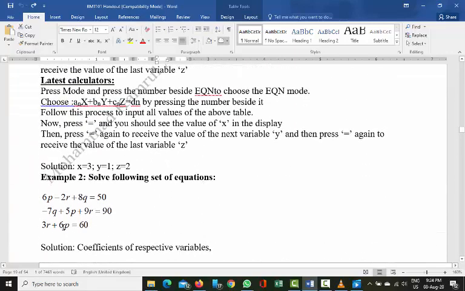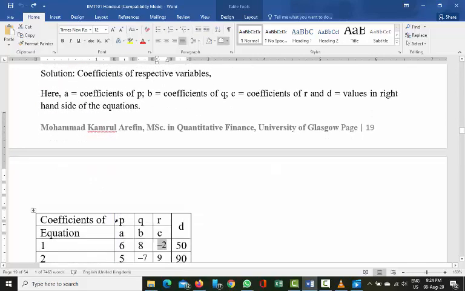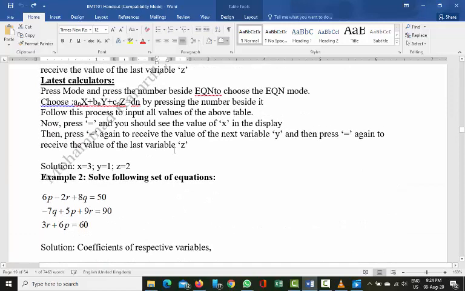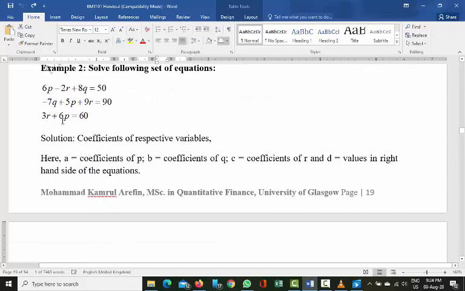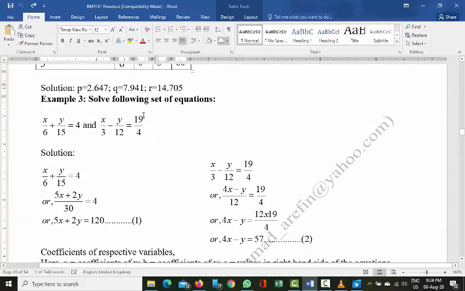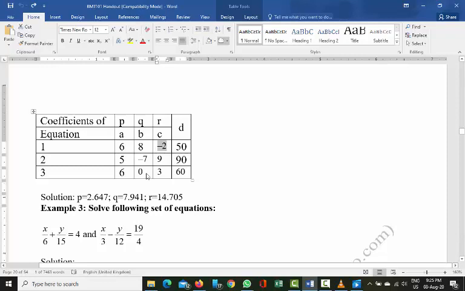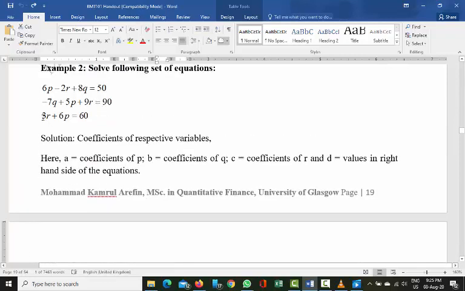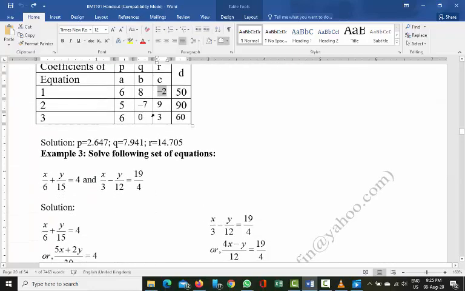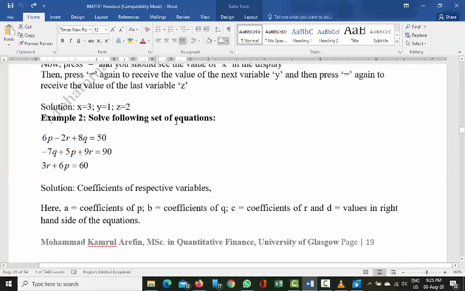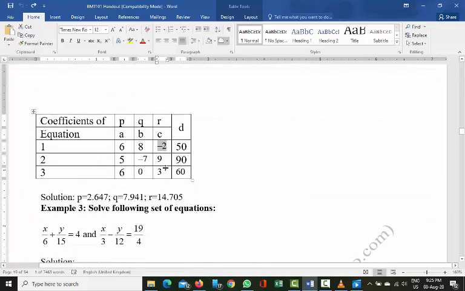Now in the third equation, the coefficient of p is 6. In the third equation we do not have any q, so the coefficient of q is 0. The coefficient of r in the third equation is 3, and in the right hand side we have 60.